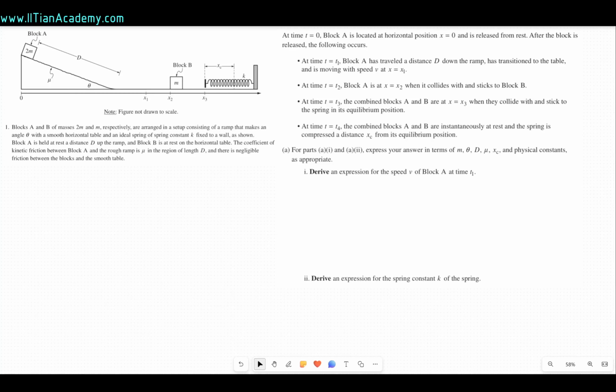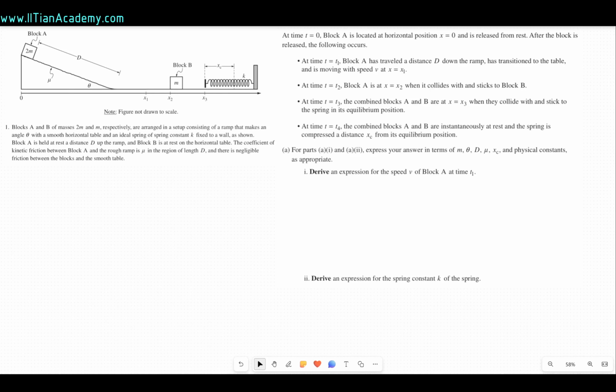So in question 1, we have two blocks, A and B. We have block A on the top of this ramp, which has a coefficient of friction. It's sliding down, colliding with block B, and then they will be stuck together, compressing the spring. And in part 1, we need to derive an expression for the speed of the block A at time t1, so just after it has come down the ramp.